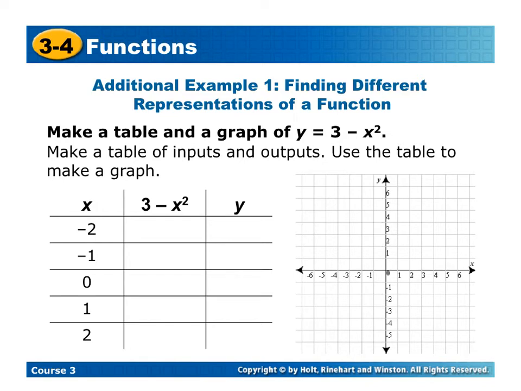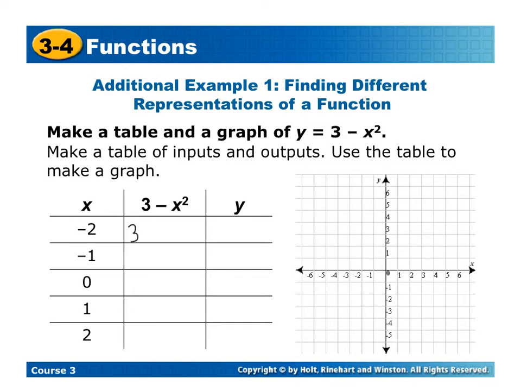So we're going to make a table and a graph of the equation y equals 3 minus x to the second power, x squared. This is our equation. We're going to be able to use that equation to create a table of inputs and outputs and then use the table to make our graph. Now our input value is always our domain or our x value. Our output is what we get out of the function, which is our y. It's what it equals. So here we've just picked 5 different input values.